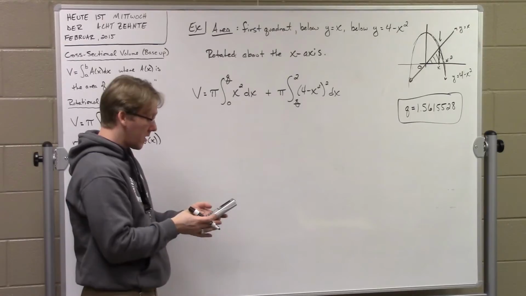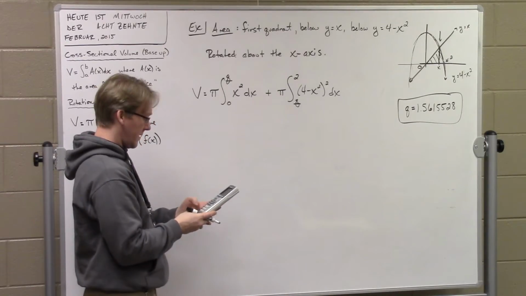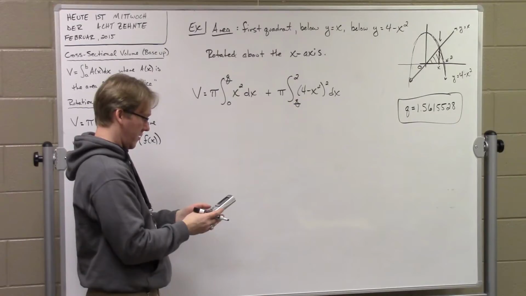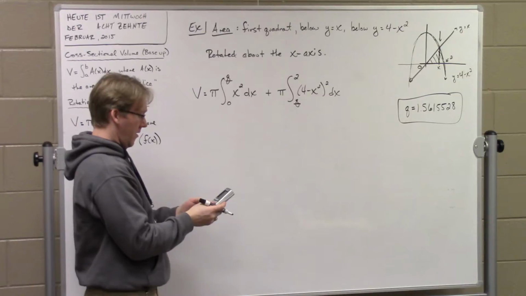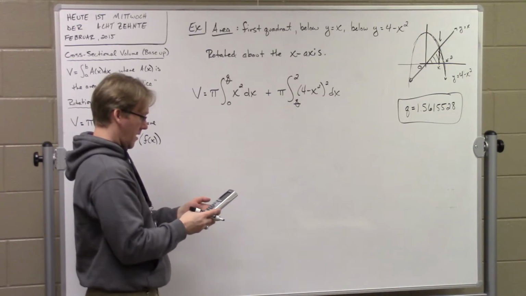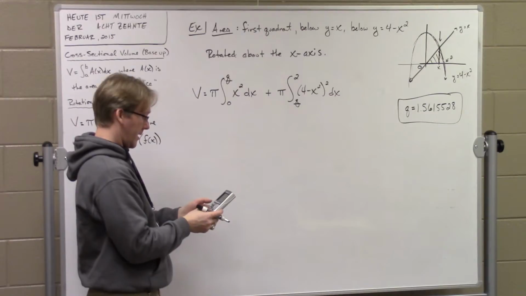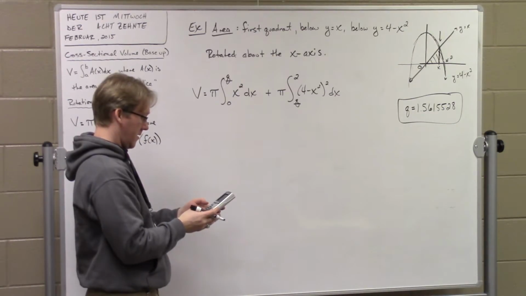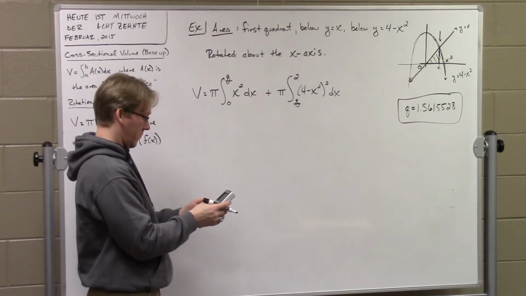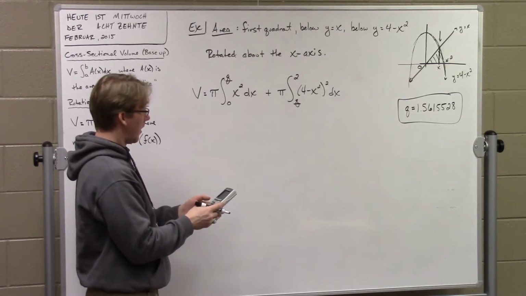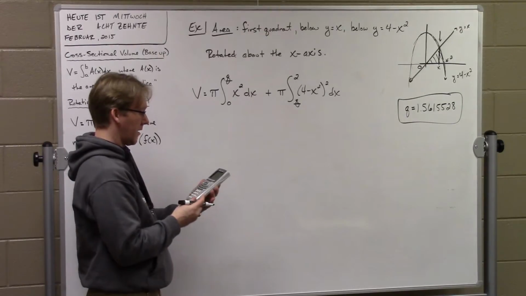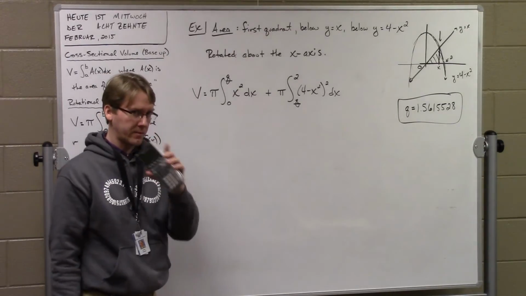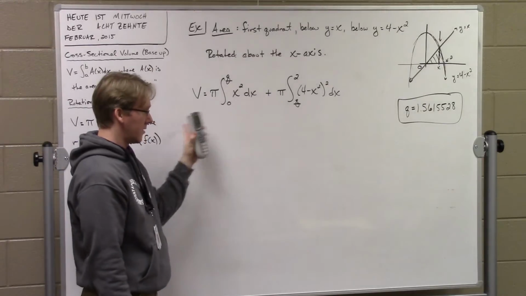So, pi, math 9, from 0 to alpha cubed of x squared dx, plus pi, math 9, from alpha cubed to 2 of parentheses 4 minus x squared close parentheses squared dx. Okay. I tried to call it out, especially for the video people, as I was typing it in so you know how to do it.